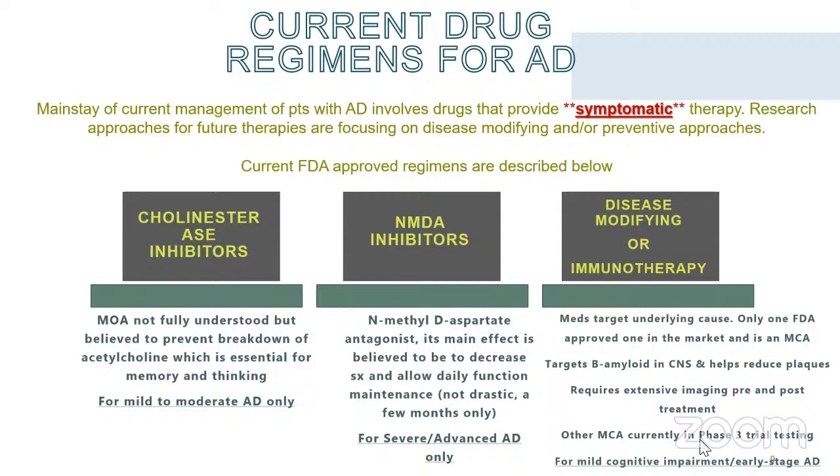The disease modifying or immunotherapy medications target the underlying cause. Only one FDA approved one is on the market, and it is an MCA. This targets beta amyloid in the central nervous system and helps reduce plaques. This medication requires extensive imaging pre and post treatment. Other MCAs are currently in phase 3 trial testing. Also, they use this for mild cognitive impairment and early stage Alzheimer's disease.